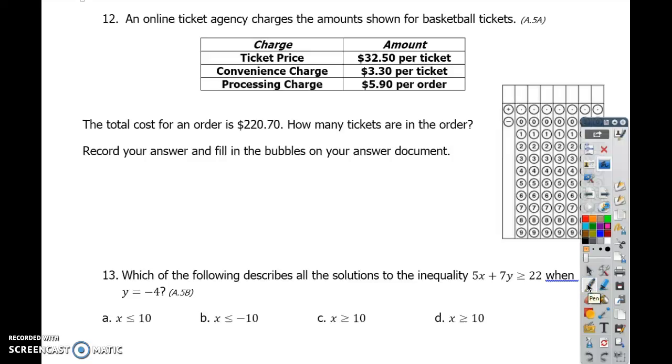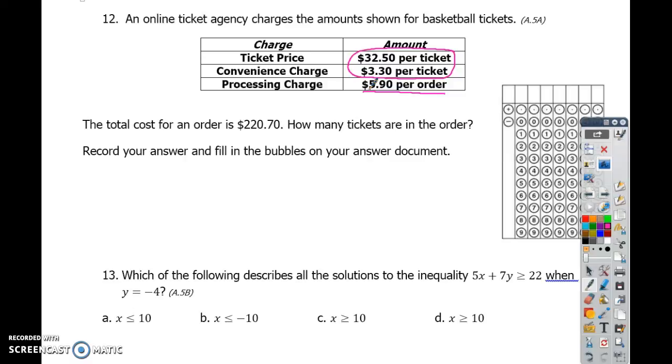On problem number 12, they're asking you to find how many tickets they ordered. If you look at the table, it's talking about the ticket price. So the price per ticket was $32.50 each ticket. Then there was a convenience charge, which was $3.30 per ticket. So these two have to go together because it's per ticket. Every ticket that they bought, they had to pay $32.50 and $3.30 for it. This other number, the $5.90, is just per order. So let's say we have an order of 7 tickets. Okay, you're going to pay only one time $5.90 for those 7 tickets because it was just one order.